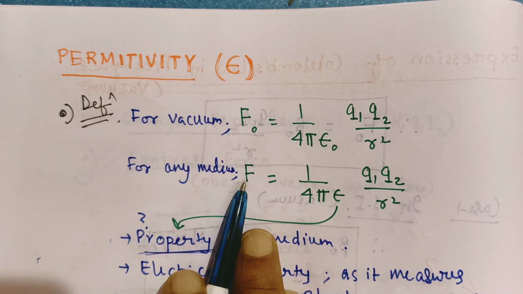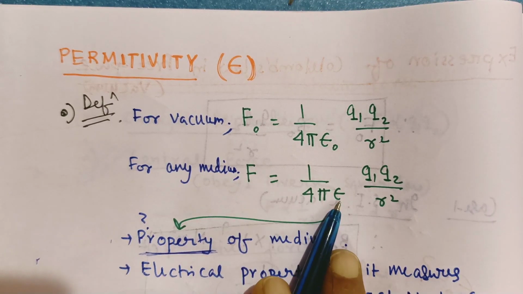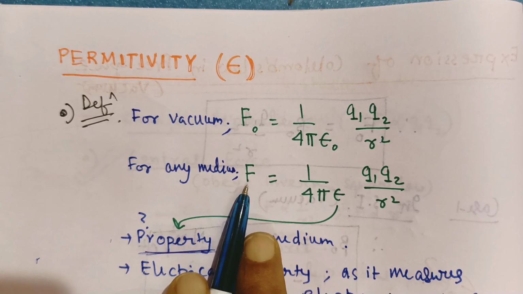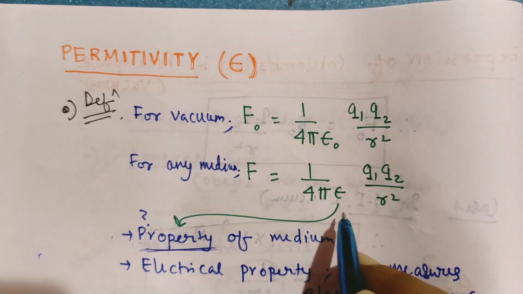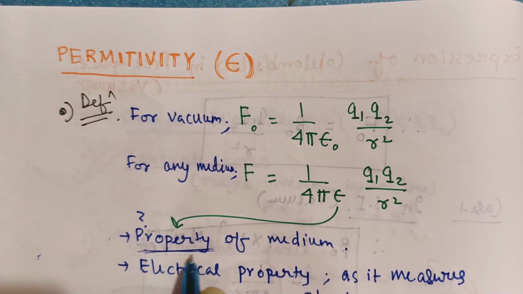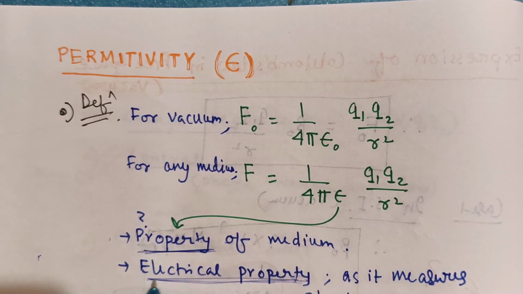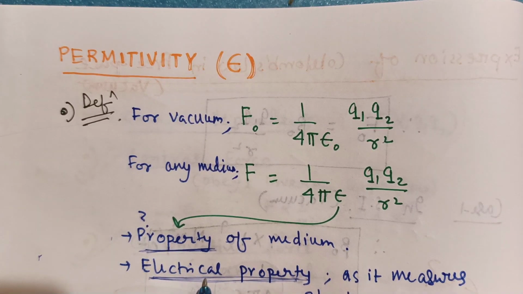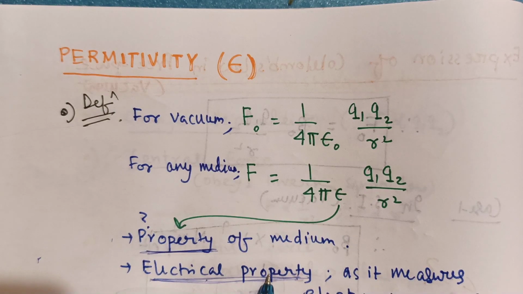What will we guess, increase or decrease? Decrease, because the formula is like this. If you increase epsilon, then the electrostatic force decreases. So we can say, what is permittivity? First you say that it is an electrical property of the medium. It is a property of the medium, but you can say electrical property because it measures the electrostatic force between two charged particles.